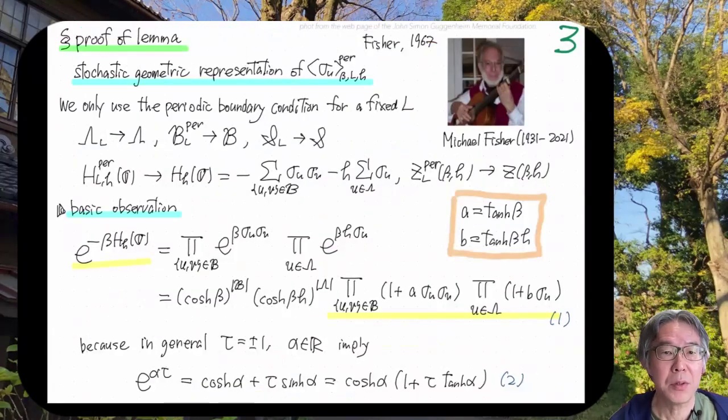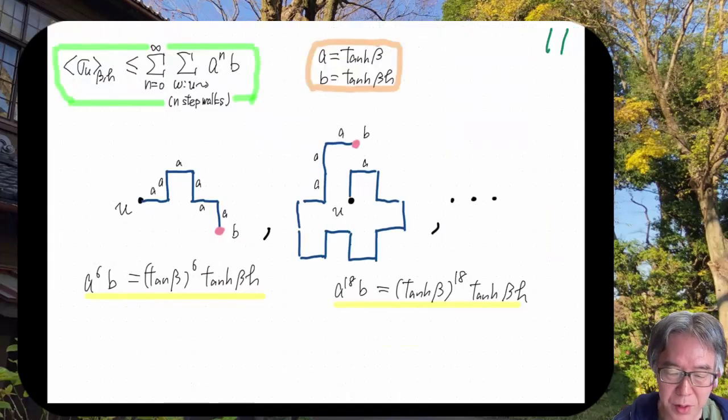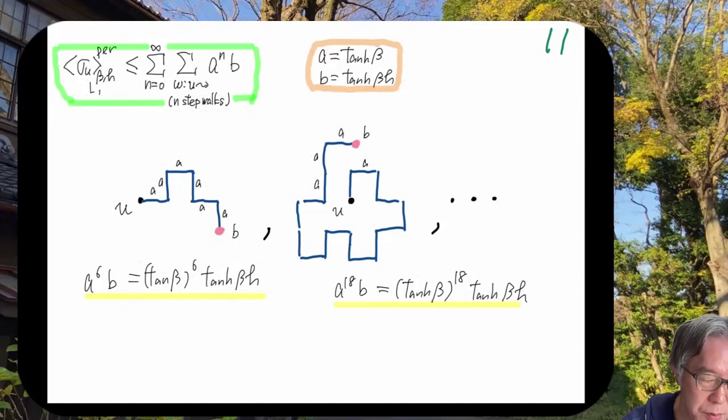Okay, so let me start proving this lemma. The basic strategy of the proof is to use a stochastic geometric representation of this expectation value. So probably you don't get any idea, so let me just show you the final part of the proof. In the final part of the proof, we will reach this upper bound for this expectation value. I didn't write it, but this is for periodic boundary condition and system size L.